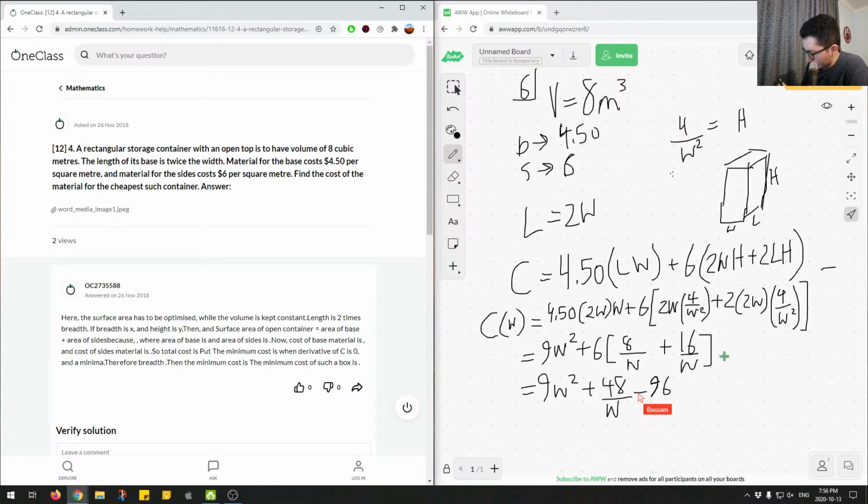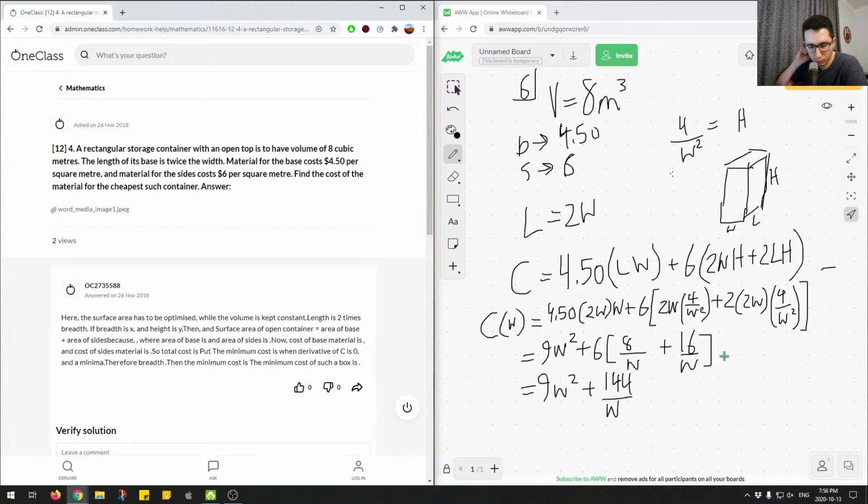So actually we can add these two together. So 96 plus 48 gives us 144. So we'll erase that. And we'll write it all together as 144. Oh, whoops. That didn't work as I intended. 144. And that is our cost function.